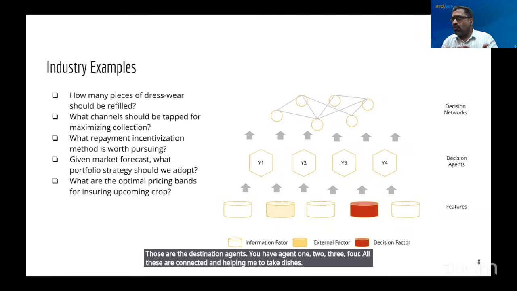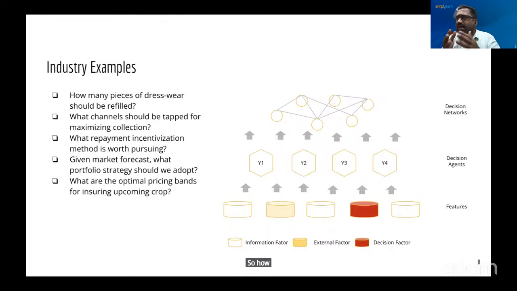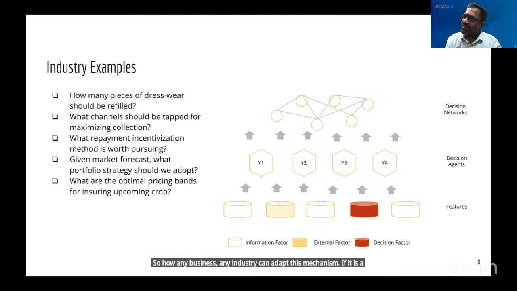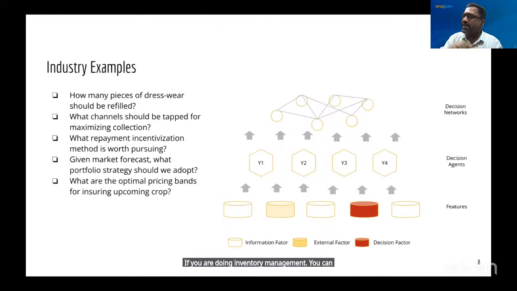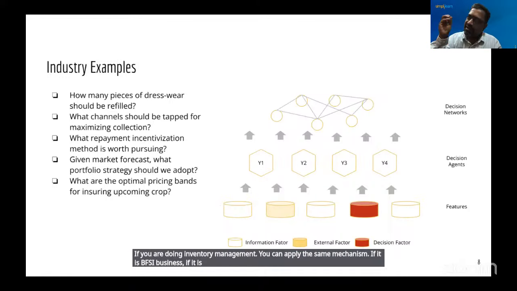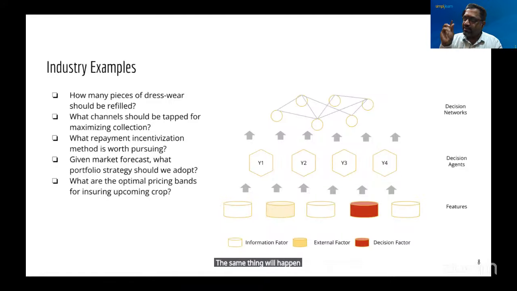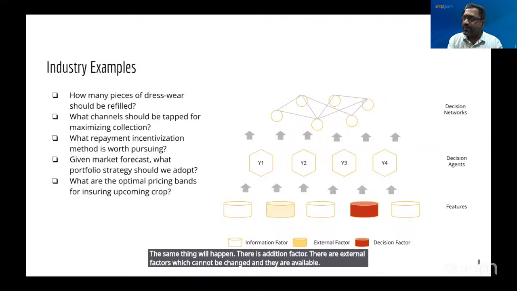So how can any business, any industry adopt this mechanism? If it is a retail business, if you are doing inventory management, you can apply the same mechanism. If it is a BFSI business, if it is credit risk management or treasury management or any function, the same thing will happen. There is a decision factor, there are external factors which cannot be changed and they are available.